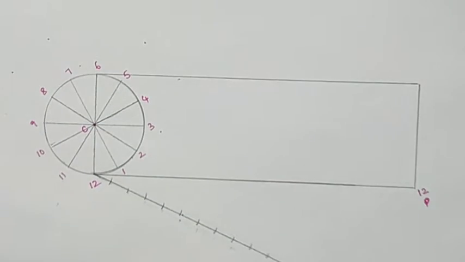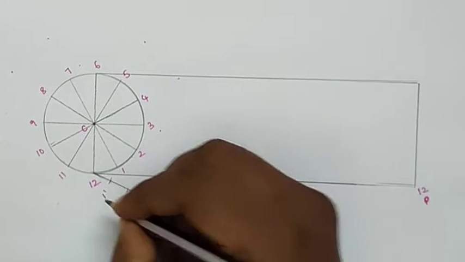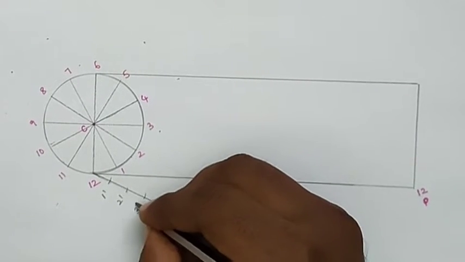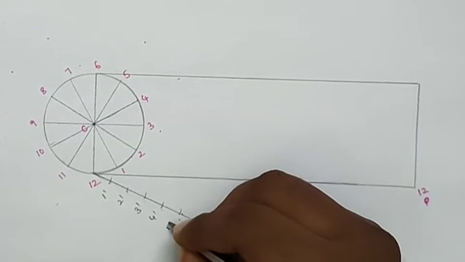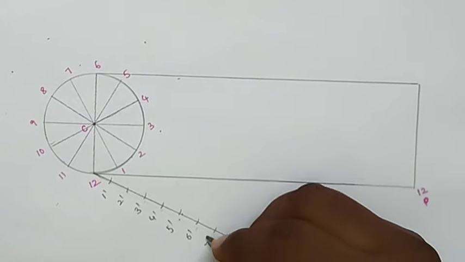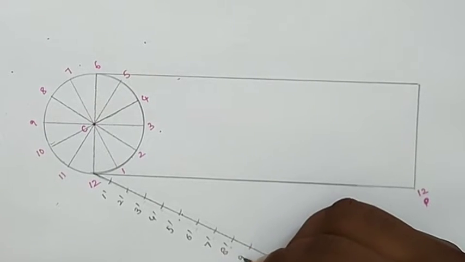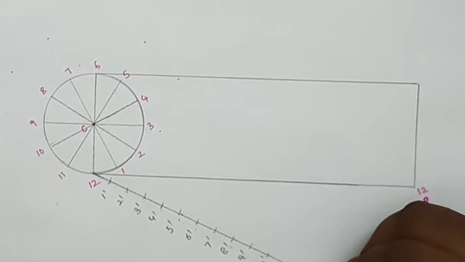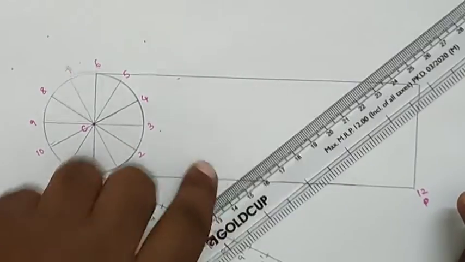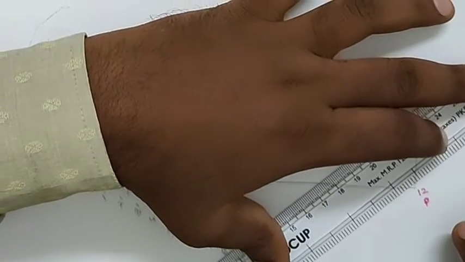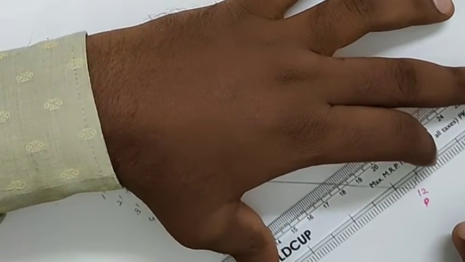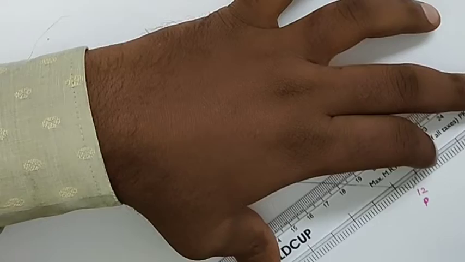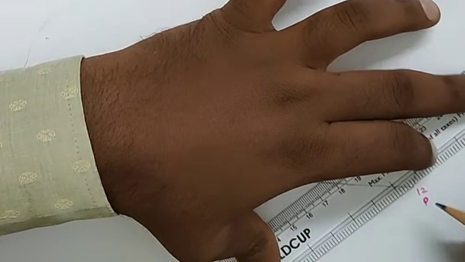Like that, I have divided this one into 12 parts: 1 dash, 2 dash, 3 dash, 4 dash, 5 dash, 6 dash, 7 dash, 8 dash, 9 dash, 10 dash, 11 dash, and this point is 12 dash. Now we can follow the procedure. What procedure can you follow? Join 12 dash and this point P. So 12 dash and 12.